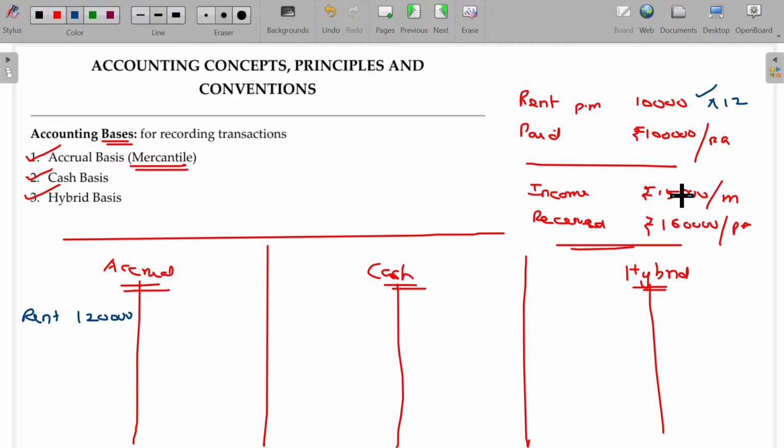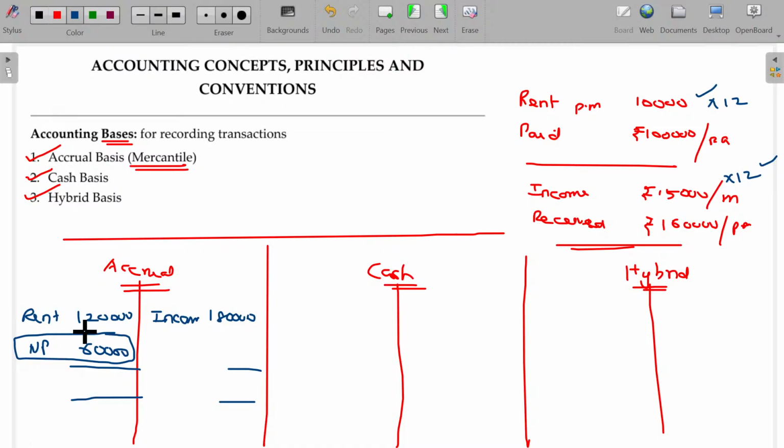Now, what about the income? 15,000 per month into 12 months is the income. Whether you receive it or not, the actual amount recoverable for the period will be your income. So, 15,000 into 12, 1,80,000 rupees will be your income. Now, what about your profit? Your profit is 60,000. This is under what system? Accrual system.